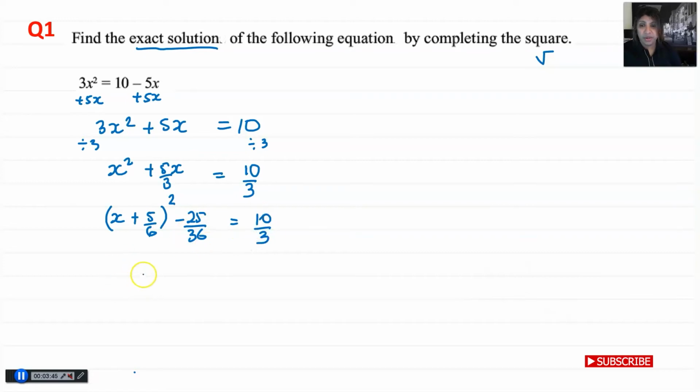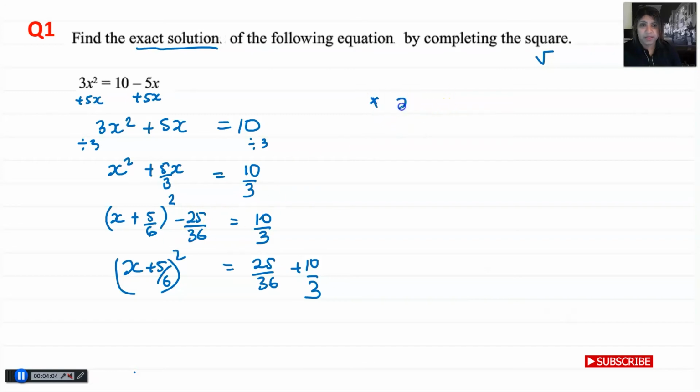Okay, so we just carry on. We just need to move this to the other side now. So we have x plus 5 over 6 squared equals 25 over 36 plus 10 over 3. I'm just going to carry on over here now.